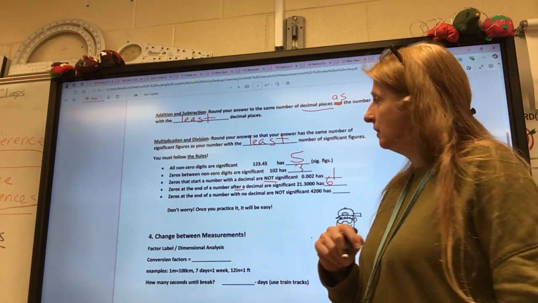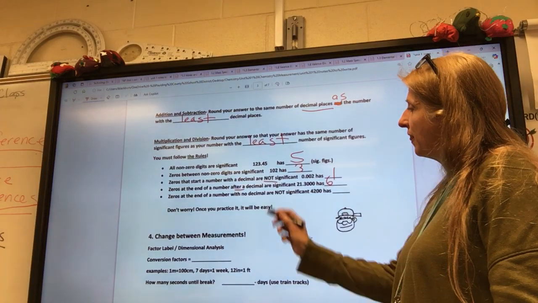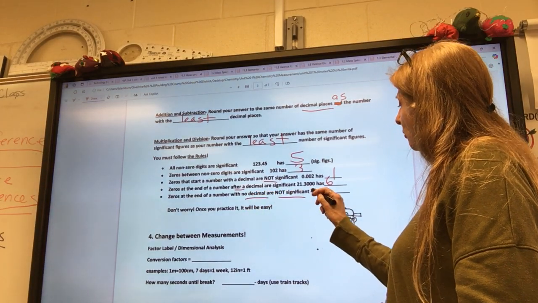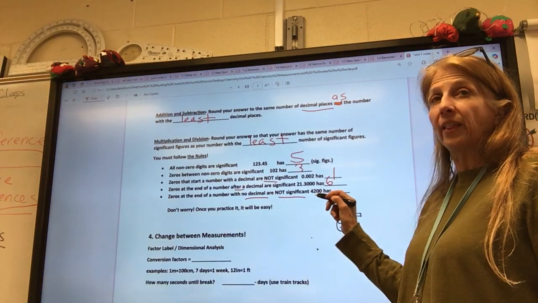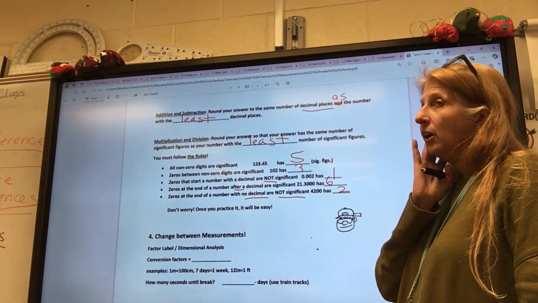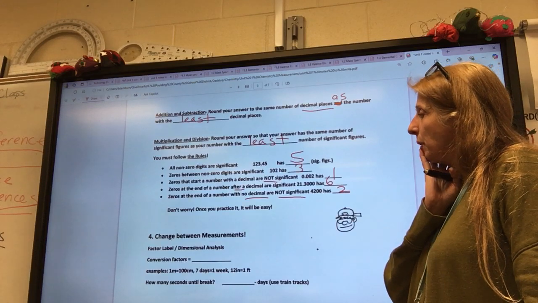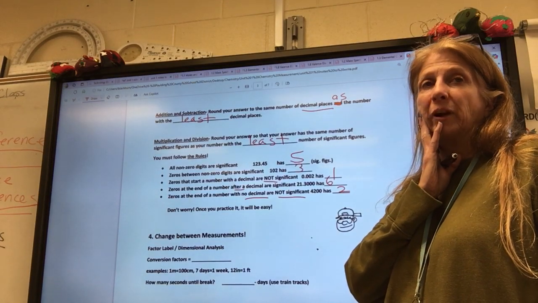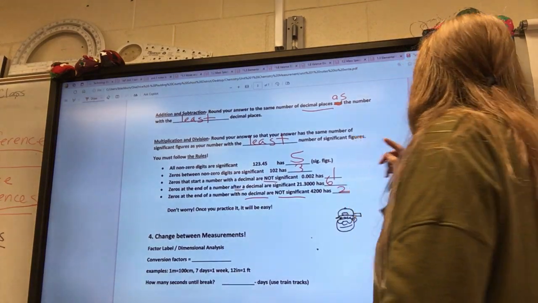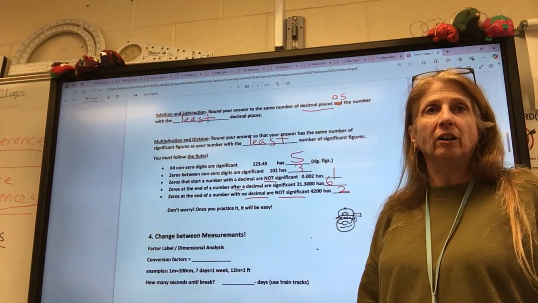Okay? Last one. Zeros at the end of a number with no decimal do not count. So 4,200, zeros at the end, no decimal, has two significant figures. Don't worry, once you practice it, it will be easy. And it's what I gave you your worksheet on today to start practicing. All right, are we good to move on?